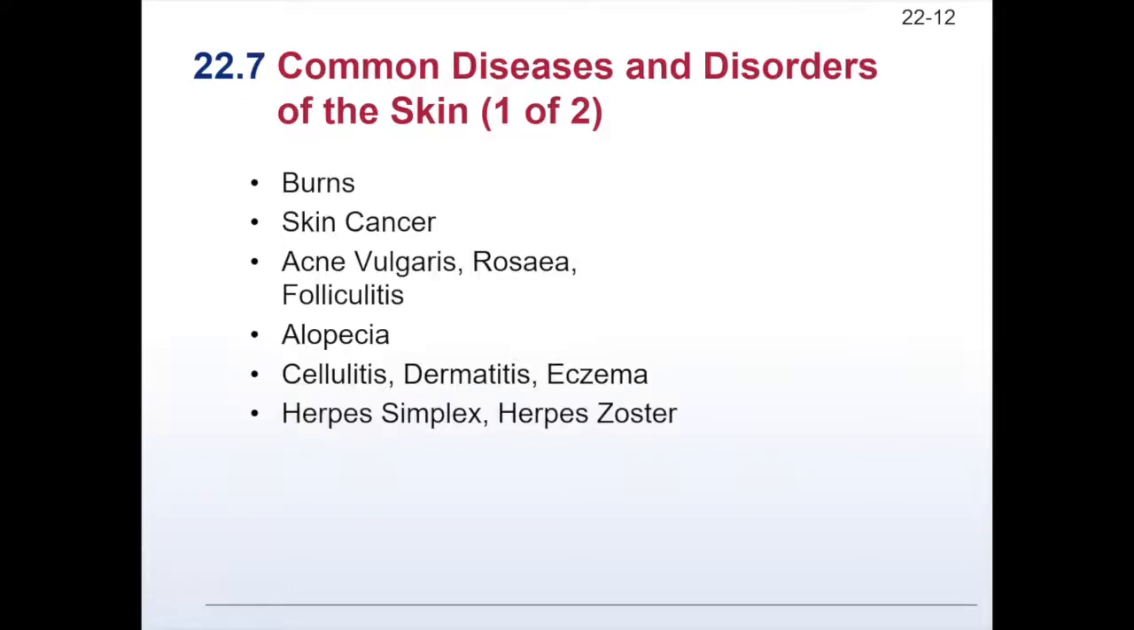Common diseases and disorders of skin include burns. Burns are a leading cause of accidental death in the United States. Burn percentages over the body are determined by the rule of nines. Burn severity indicates the depth of the injury, with first degree meaning only the top layer, second degree involving both the epidermis and dermis, and third degree being down to the subcutaneous layer.